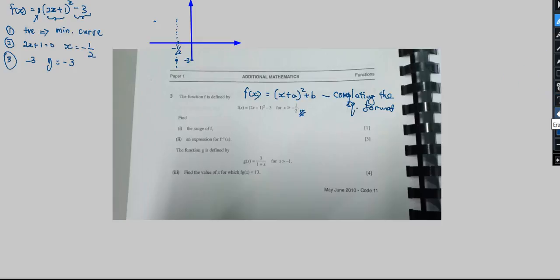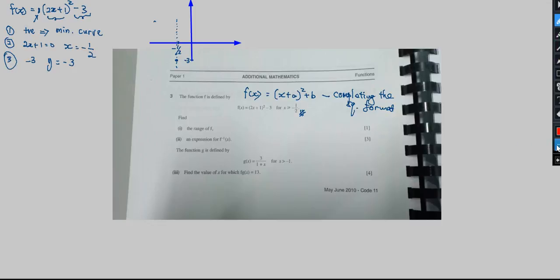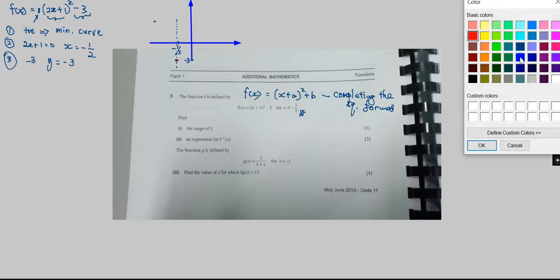Let's change the color slightly. Change it to red. So it's a minimum curve, so you will expect it to be like this. Here is another piece of information that, if you want to put it onto the graph, may not be necessary, but it will be very helpful if you know how to do it.